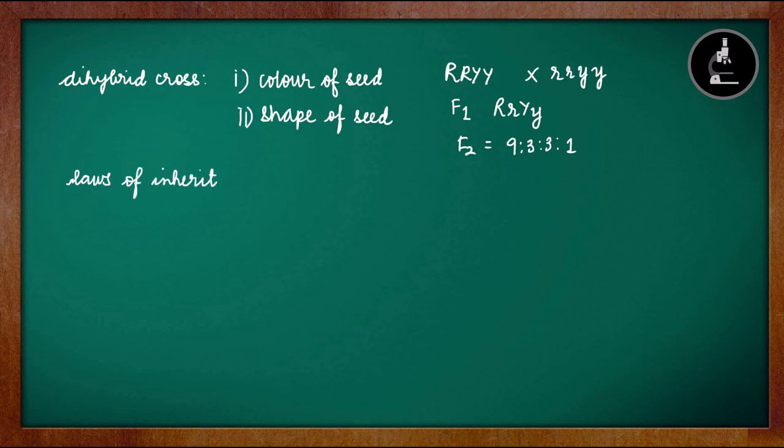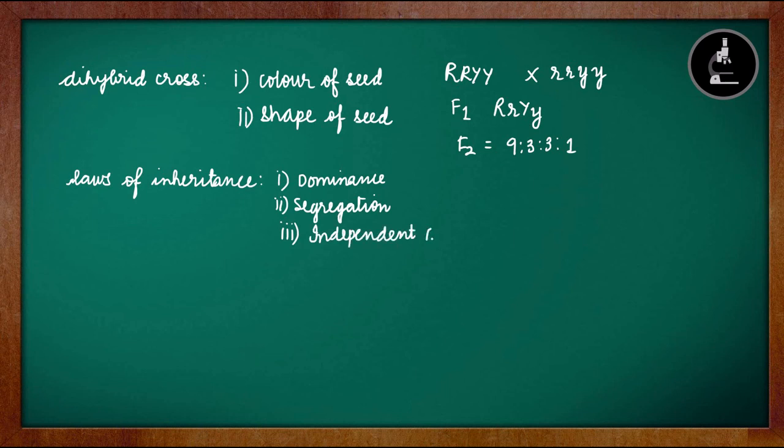After the dihybrid cross, we discussed Mendel's Laws of Inheritance. In Mendel's Laws of Inheritance, we studied 3 laws, out of which 2 can be easily explained by the monohybrid cross. They are the law of dominance and the law of segregation. And the law which can be explained with the dihybrid cross is the law of independent assortment. So these are the 3 laws which we have seen.